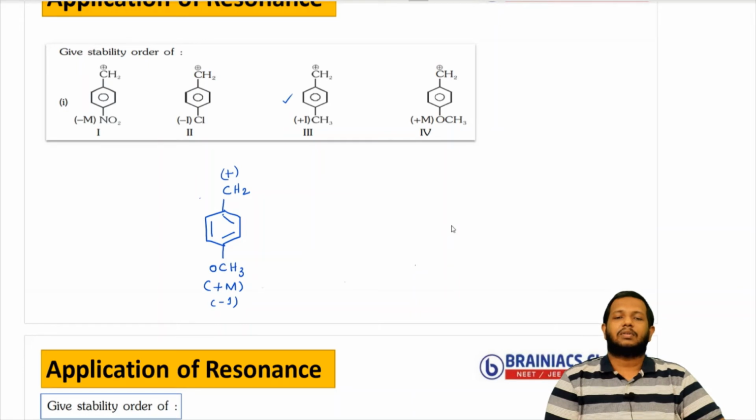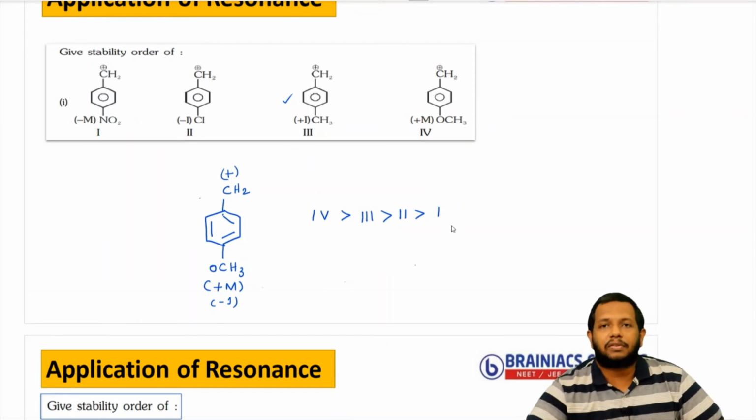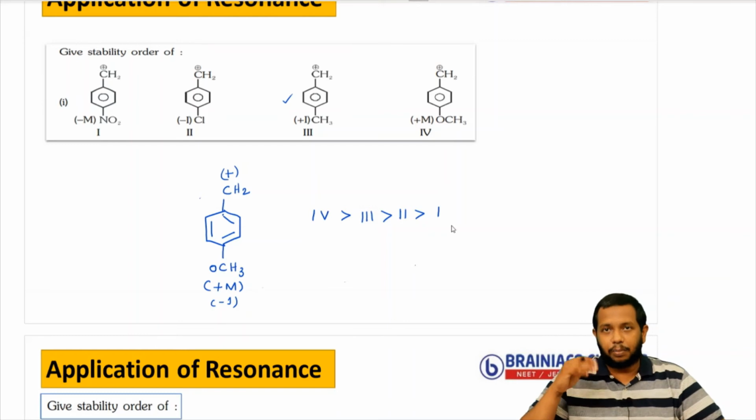So the expected order is the fourth one more stable, then the third one. Then who will come? Second and first. Second will come because the second has a slight plus M effect that will help. Then only the first one will come. So the order is 4, 3, 2, 1. I hope you understood. I hope it is clear for you. Now we will go to the next question.